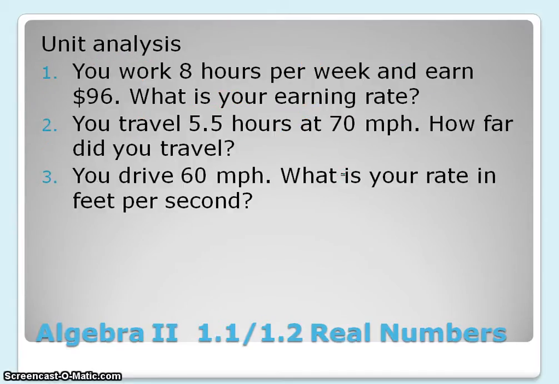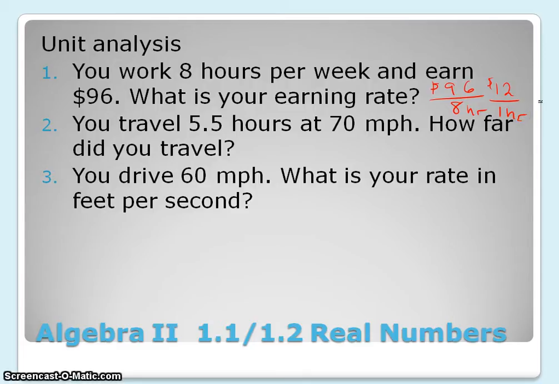Unit analysis. You work 8 hours per week and earn $96. What's your earning rate? So we've got to find out how much we get per hour. Go ahead and pause and you can work this one out, but I'm going to go ahead. So it looks like we're going to take 96 divided by 8. And we know when we get that, so this is hours, we have $12 per 1 hour, just by simplifying those. So there's our answer for that one.